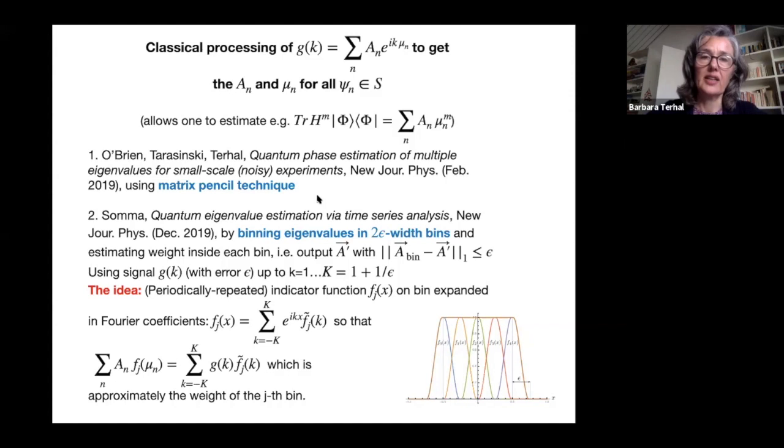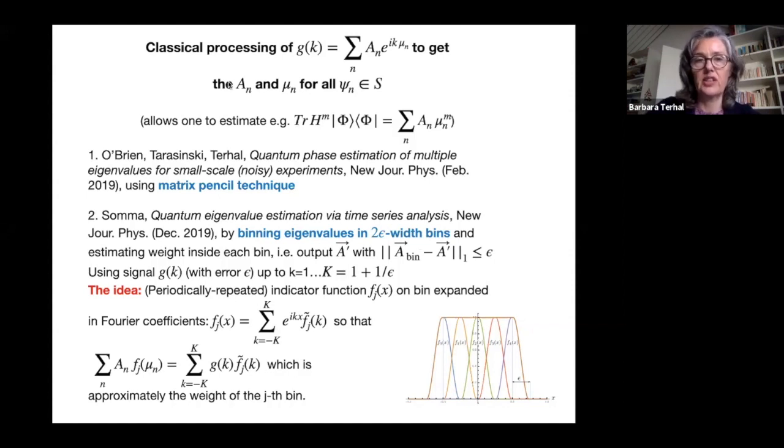And actually what I want to estimate is the total probability for those eigenvalues. I'm kind of interested in the density of states in some sense in this input state. So what Somma did, and I want to sketch the idea, is that he says, well, let's just bin the eigenvalues in bins that are, say, 2 epsilon wide. The eigenvalues sit in the interval 0 to pi. I bin them in these 2 epsilon bins. And what I actually want is just the total probability for this bin.